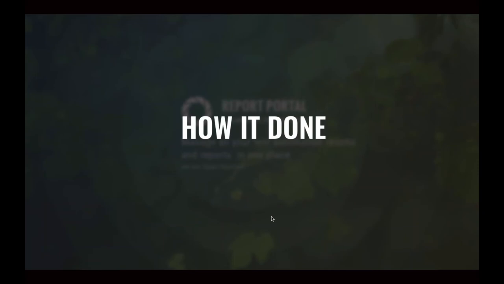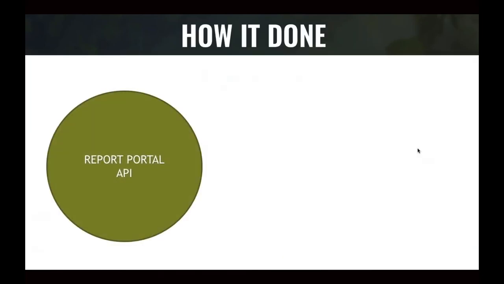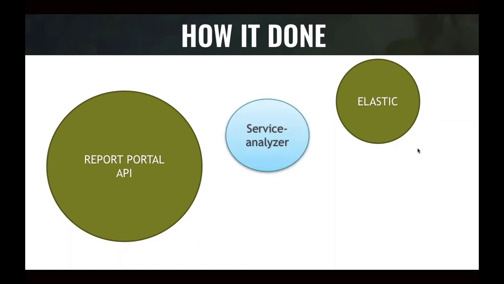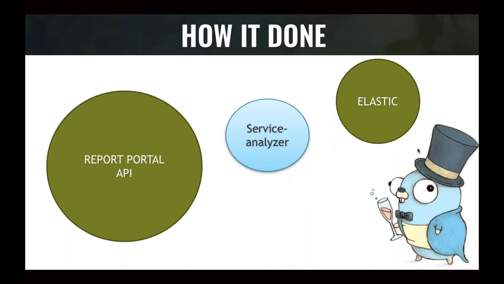So how did we implement it, and how does it work from the programming perspective? We have the Report Portal API, and we put in the Elastic engine, which collects these filtered logs, or let's say dried logs with informational noise removed. And we created yet another microservice which stays between the API and the Elastic. This service analyzer helps us make prepared queries inside the Elastic, which uses the machine learning algorithms. And yes, we did it in Go language, which helps us save memory usage for Report Portal.